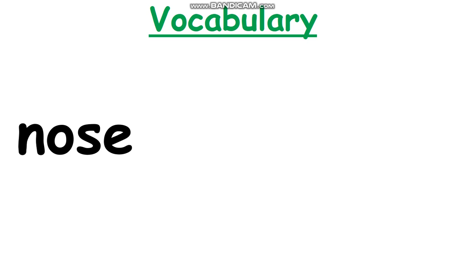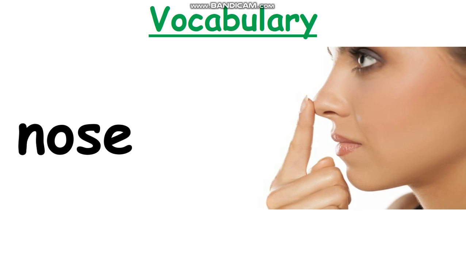Next word, nose. All right, nose. So how many noses do you have? You have only one, right? This is called nose, right? Nose, again, nose, very good. So you have only one nose. So what can your nose do? Yeah, very good. Your nose can smell, right? Smell the food, smell the perfume, right? Smell something, right? According to the food or something like that, right? So nose. So how many noses do you have? Only one. Very good. So how to spell nose? N-O-S-E. Very good. Nose. Okay?